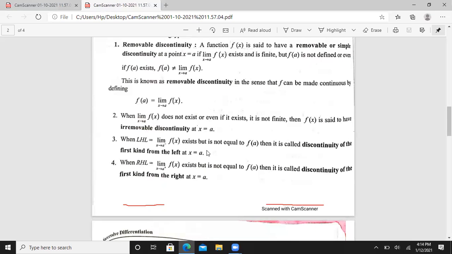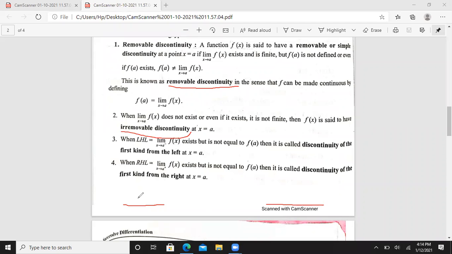Next, second point: when limit of x tends to a, f of x does not exist, or even if it exists, it is not finite, then f of x is said to have an irremovable discontinuity at x equal to a. I underline this one. First one is removable discontinuity, then irremovable discontinuity.